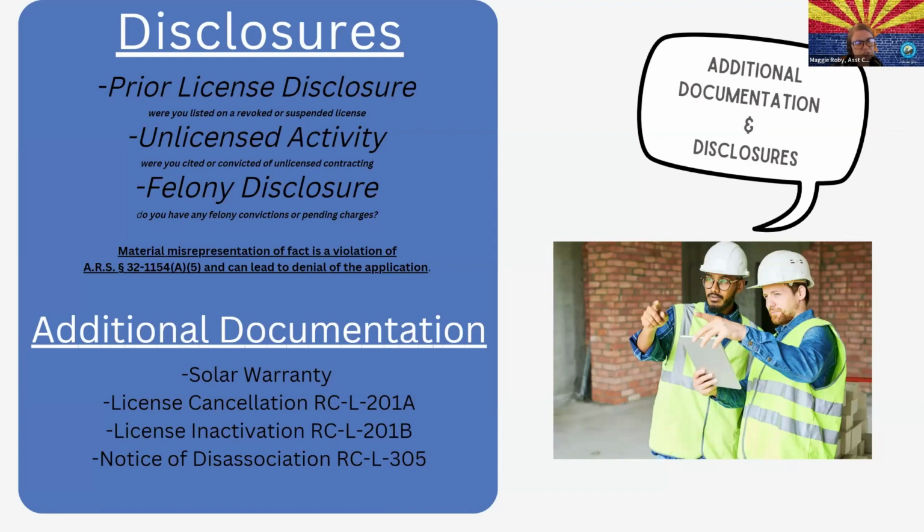Some other documentation that you may be submitting with your application is a solar warranty. If your license is going to include solar, then you'll want to include a solar warranty. There is an example of a solar warranty on our website. Also, you can submit or request to cancel a prior license. You can also request to inactivate a prior license or disassociate the qualifying party from a prior license.